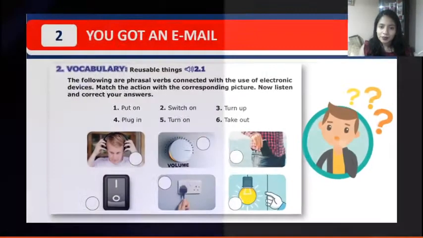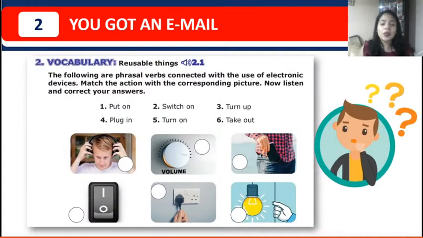So let's continue. Now, guys, here we're going to focus on the vocabulary that we have in our book. Yes? Here, guys, we have phrasal verbs, okay? But these phrasal verbs are connected with the use of electronic devices, okay? What do we have to do? Well, here we have to match them with the corresponding picture, okay? So, please listen and repeat after me, okay?